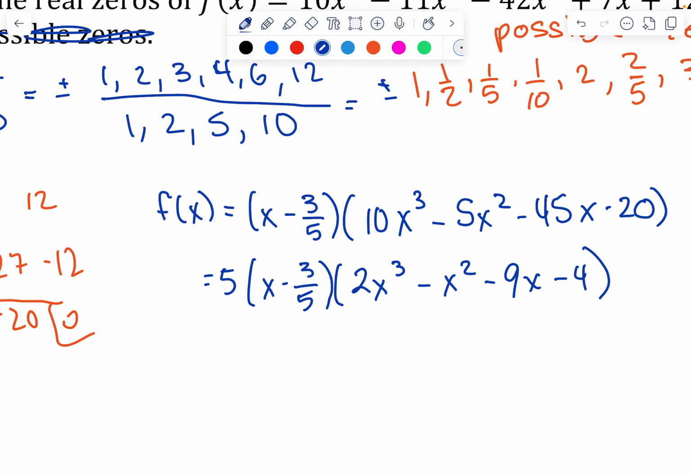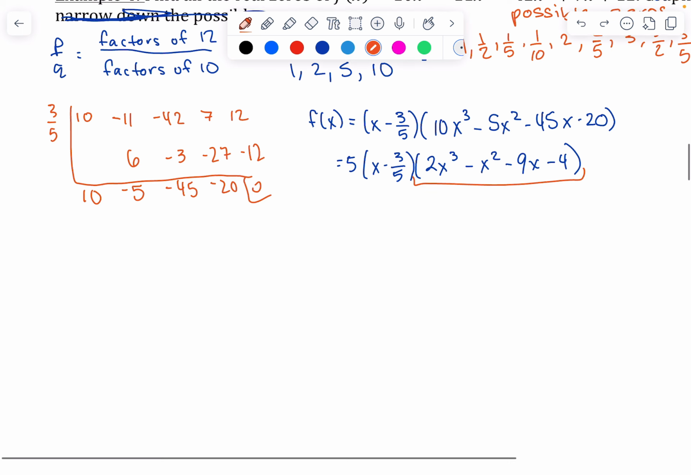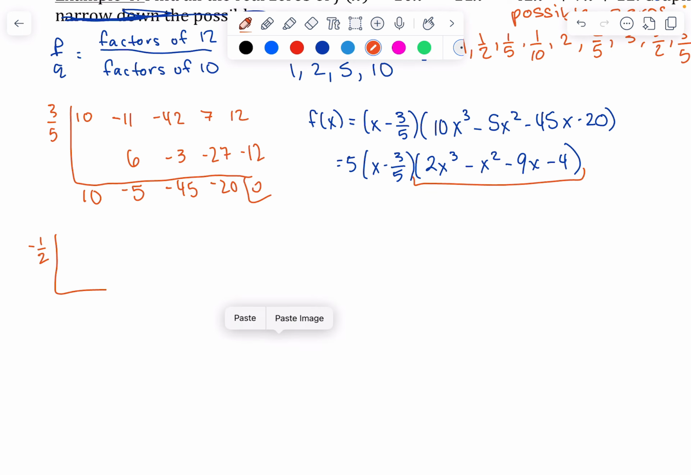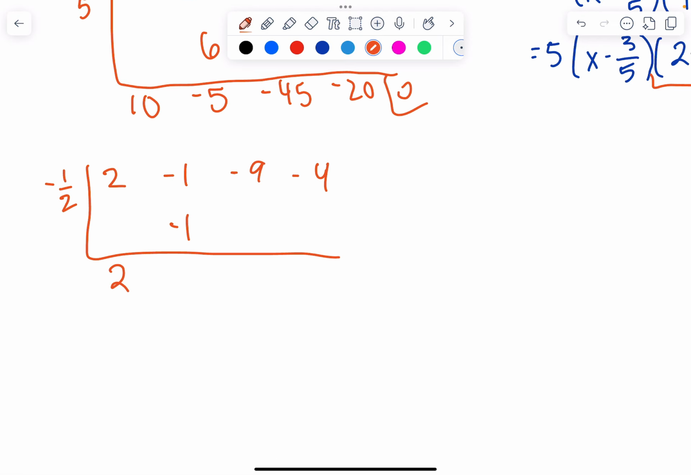And now I need to continue the factoring process with this factor, okay? So I go back to my list up here and I start testing them. Now again, there's still a lot to test from, so I'm going to help you out. One of the other zeros is -1/2, so that's what we're going to do. Set up the synthetic division with -1/2 and this factor. So 2, -1, -9, -4. Bring down 2, it's going to be -1, -2, 1, -8, +4, 0.